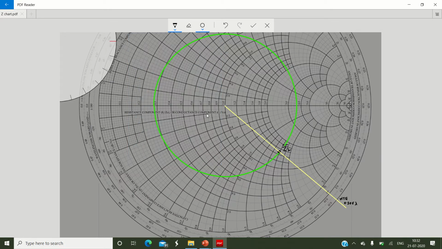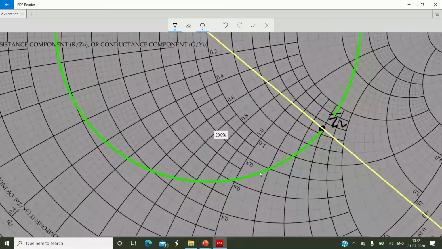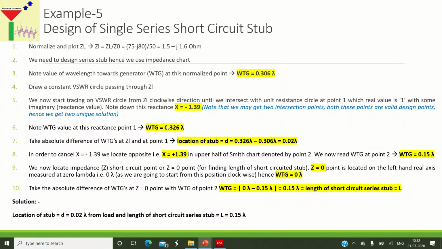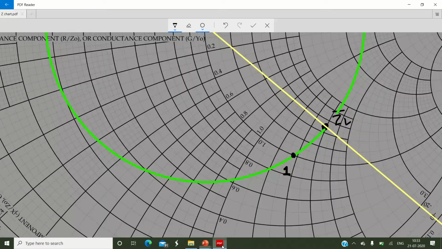I will choose black color over here. So here I will start tracing in this way, and we know this is a unit resistance circle. So here I will intersect. Call this point as point number 1. That is what we are expecting. And here, what is the real value? It is located on the unit resistance circle, so the real value is 1.